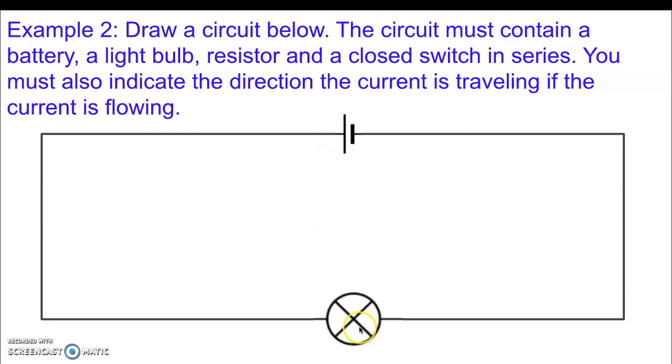I put that down here. Next, we're going to do the resistor. So I added that over here. And then last up is the closed switch. Now, I didn't do them in the same order that I listed them out in the problem. That's fine. As long as series just means one after another, it doesn't necessarily matter which order they go in.